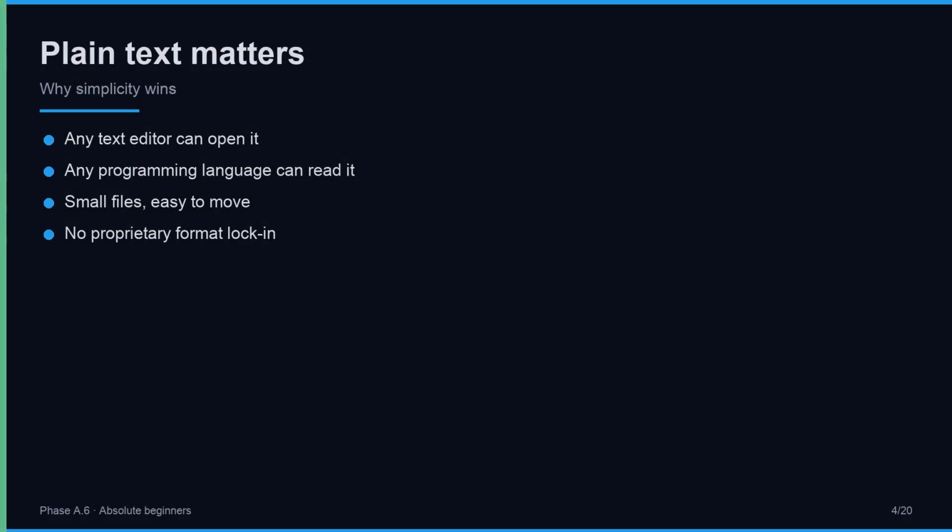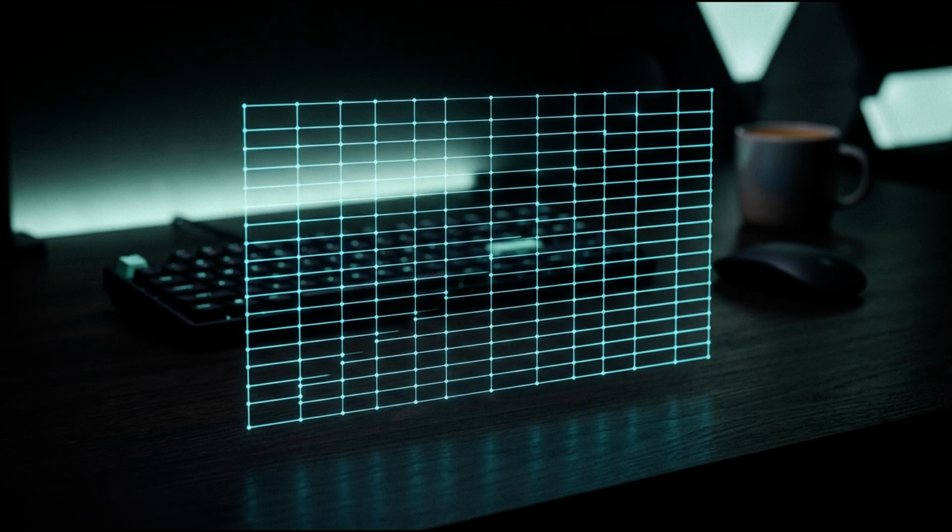The fact that CSV is plain text matters more than it sounds. Any text editor, Notepad, VS Code, Vim, can open it. Any programming language, Python, Java, JavaScript, Go, can read it. The files are small, so they move easily over networks. And there is no proprietary format lock-in, no vendor-owned CSV. Decades from now, your CSV files will still be readable. That durability is why data engineers still reach for CSV every day. Simplicity is the feature. Spreadsheets taught the world to think in rows and columns. CSV keeps that exact shape, with no formatting weight at all.